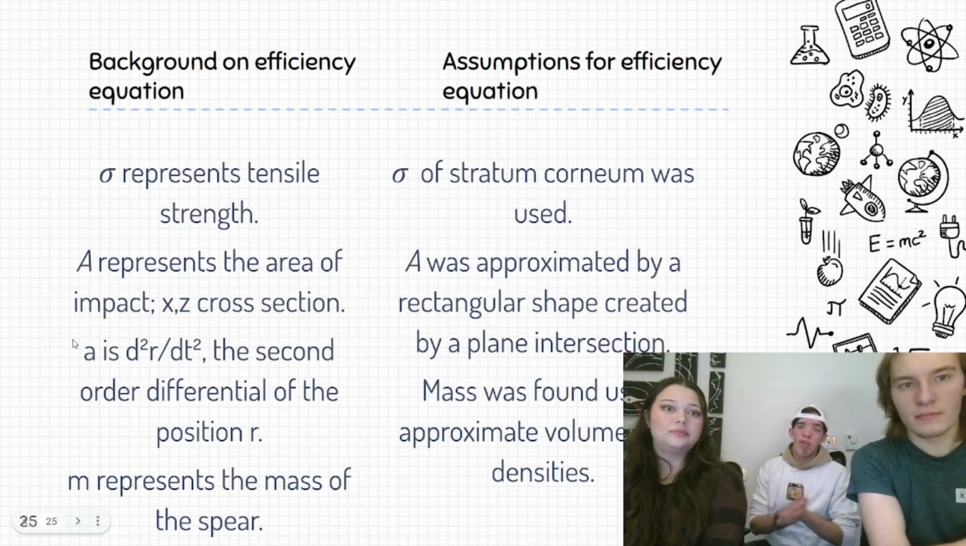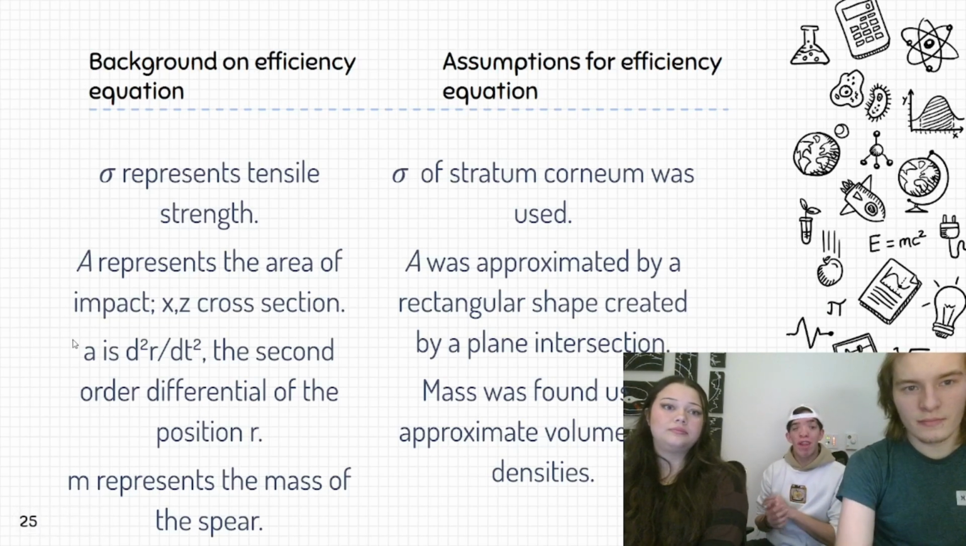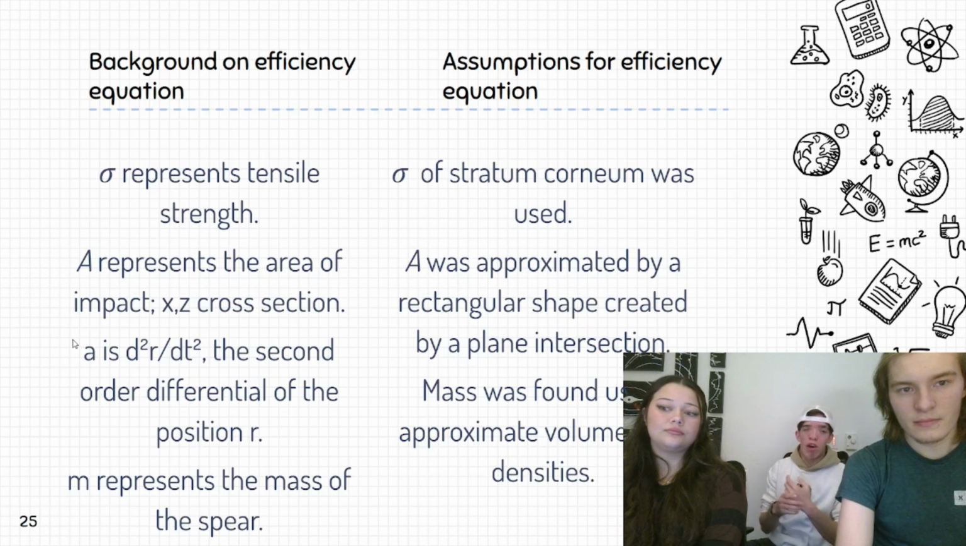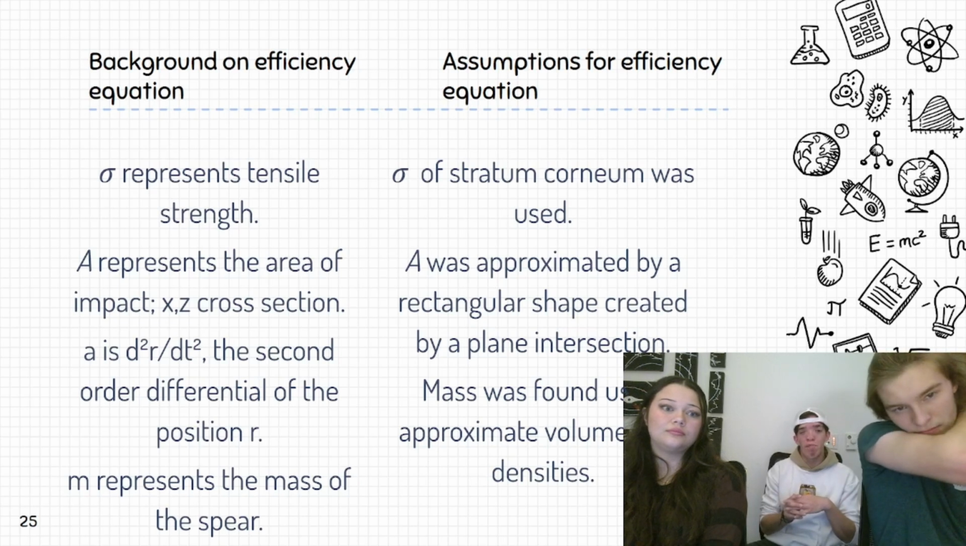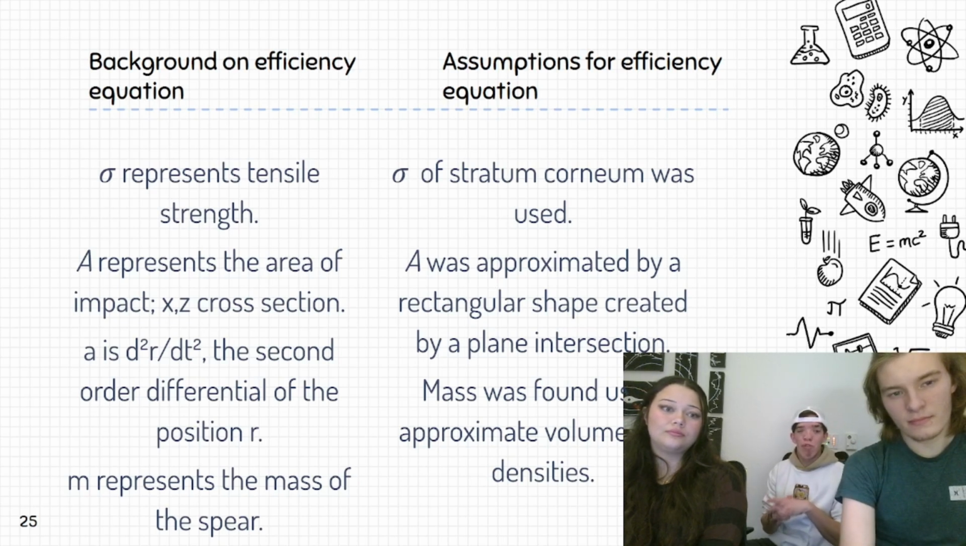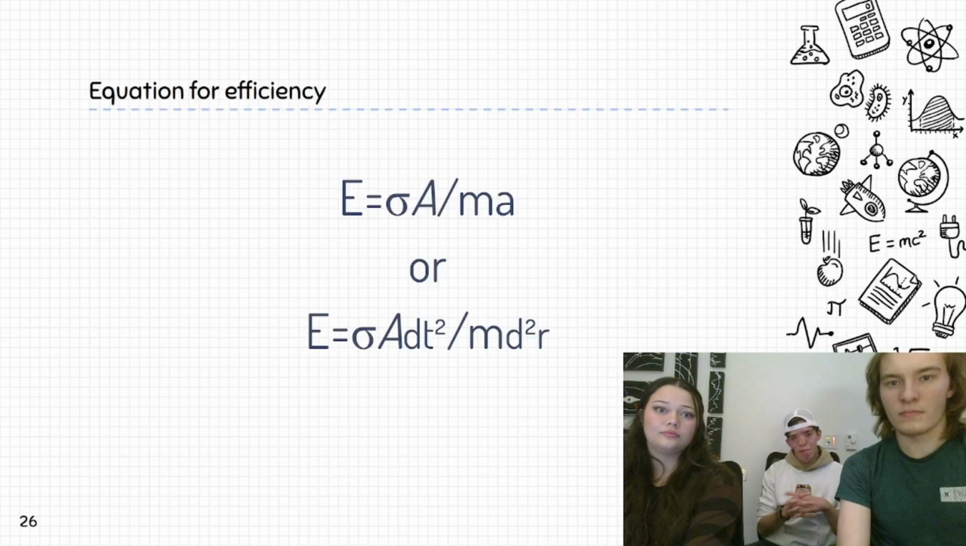Okay, the background on the efficiency equation. We use sigma to represent the tensile strength, so this is how tough the skin is. We use A to represent the area of the impact, in this case the XZ cross-section. We use a, we know that's the acceleration, which is the second derivative of position with respect to time. And we use M to represent the mass of the spear. The assumptions for the efficiency: we say sigma of stratum corneum was used. We say that A was approximated by a rectangular shape created by a plane intersection, and we say the mass was found using an approximation volume and densities.